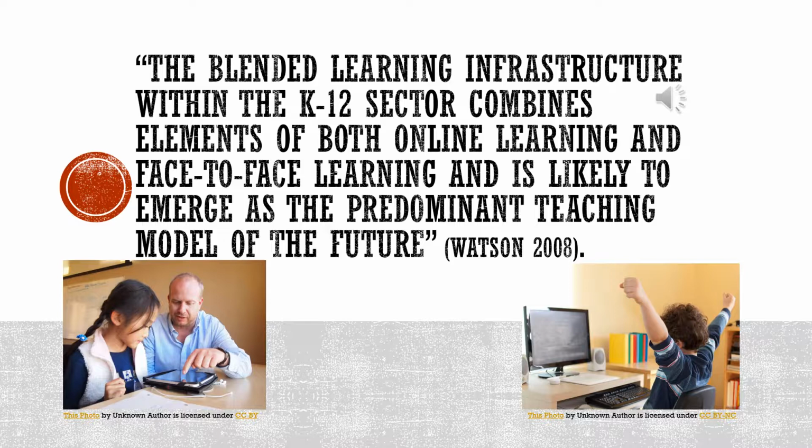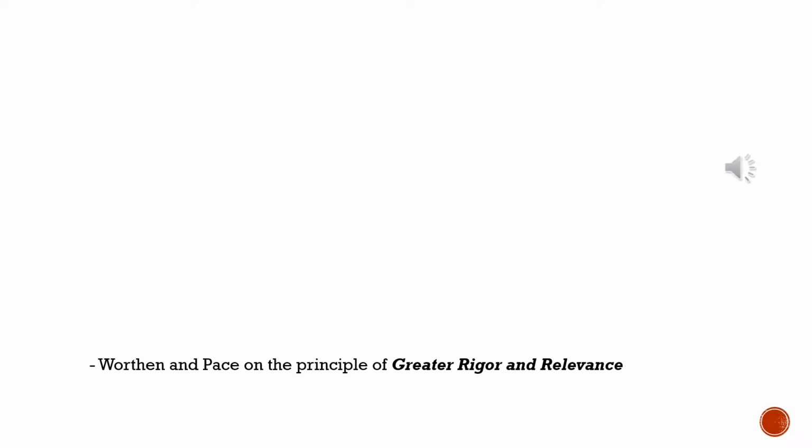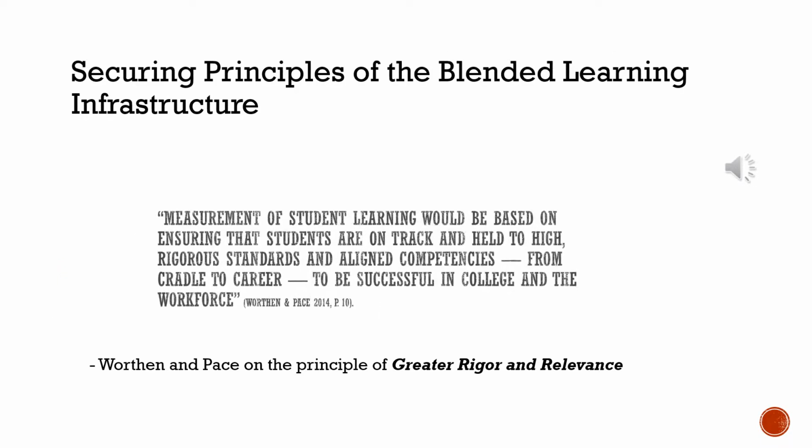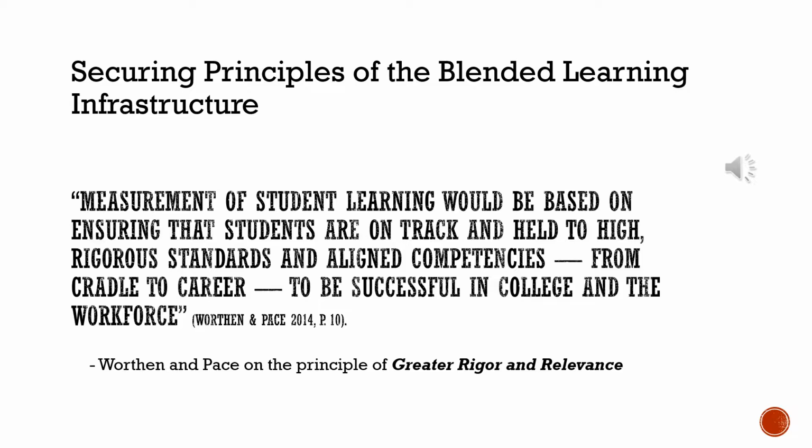According to Watson 2008, the blended learning infrastructure within the K-12 sector combines elements of both online learning and face-to-face learning, and is likely to emerge as the predominant teaching model of the future. Worthen and Pace 2014 discuss 4 principles of securing infrastructure and blended learning. The first is greater rigor and relevance. Quote, measurement of student learning would be based on ensuring that students are on track and held to high, rigorous standards and aligned competencies from cradle to career to be successful in college and the workforce. End quote.